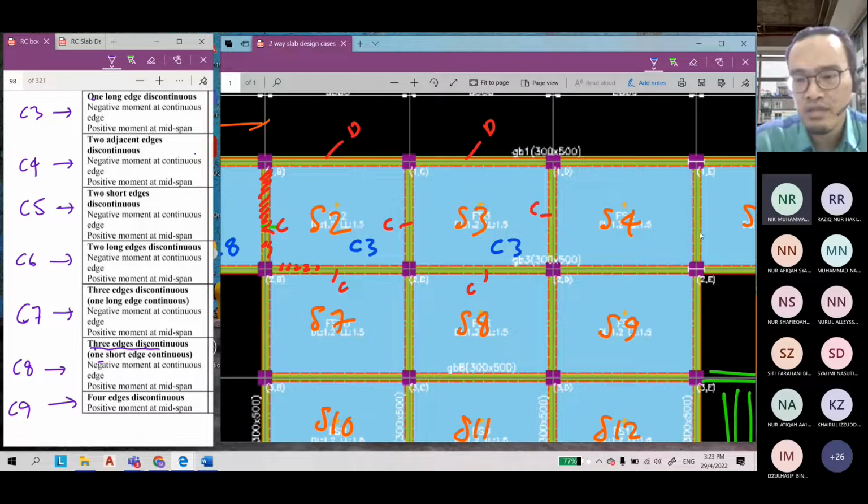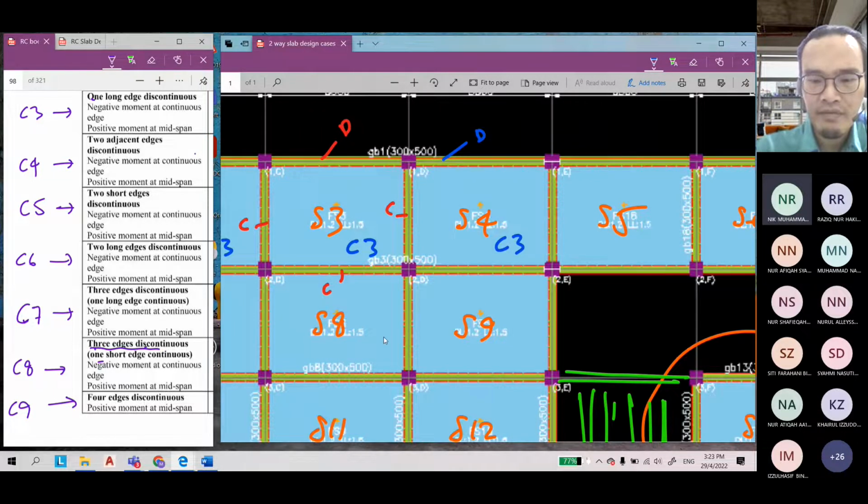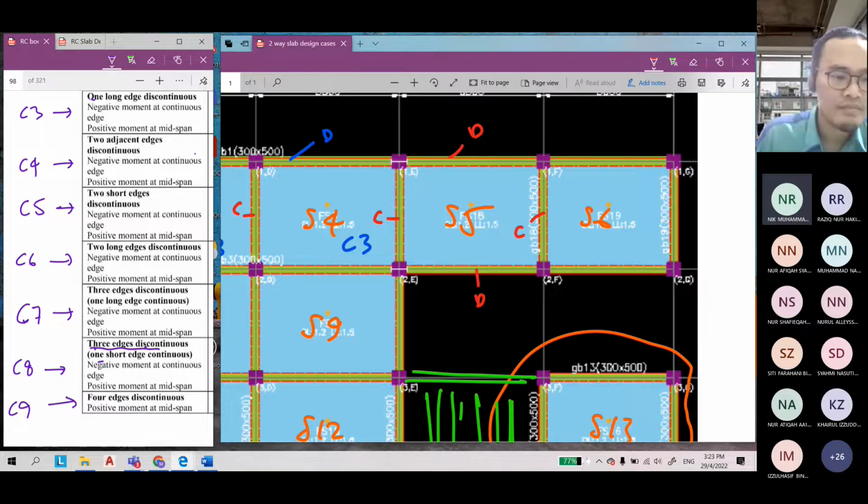And how about slab number 4? I think the case is also similar because we have a long edge. This one is discontinuous, so this is also case number 3. How about S number 5? We have discontinuous here, continuous and continuous. Case three, one long edge discontinuous. Any other opinion?